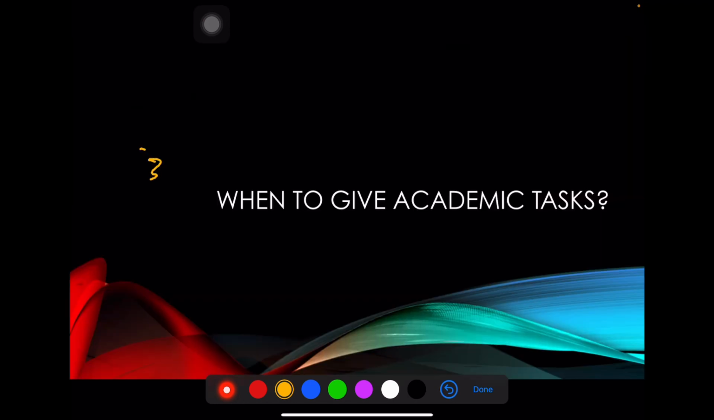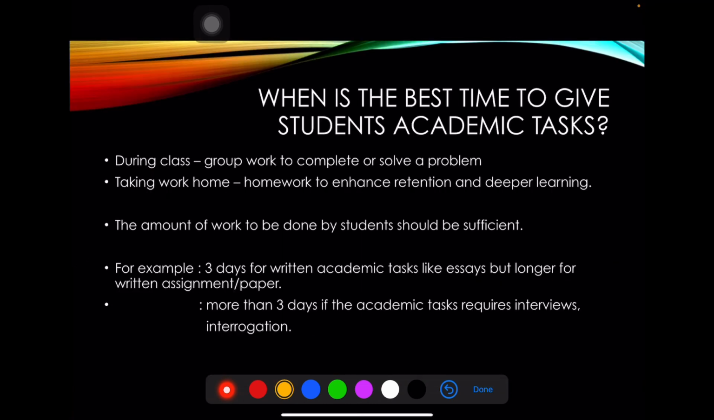Now the third one is when to give academic tests. Is it always homework? So when is the best time to give students academic tests? Here are some suggestions. During class, where you ask your students to do group work, to complete or solve a problem. Okay, anything that is given to you. For example, in our lectures, we have thinking point. So those thinking points are problems, and you need to solve the problem. Okay, and then taking work home, or AKA homework, to enhance retention and deeper learning.